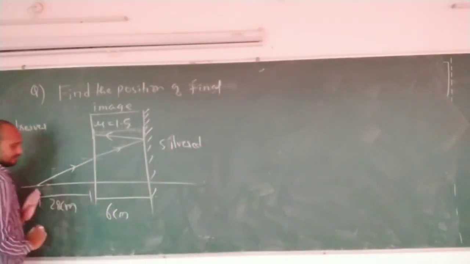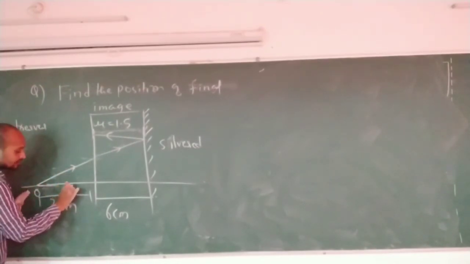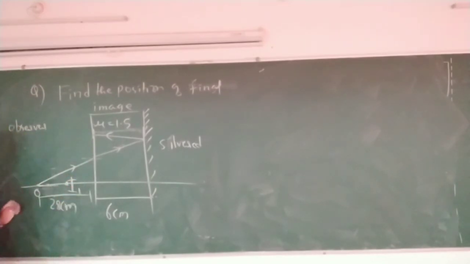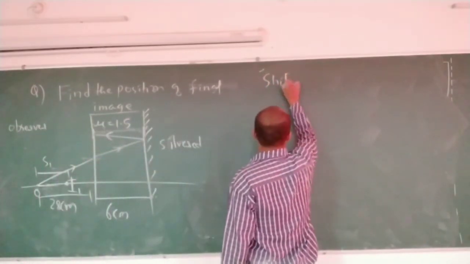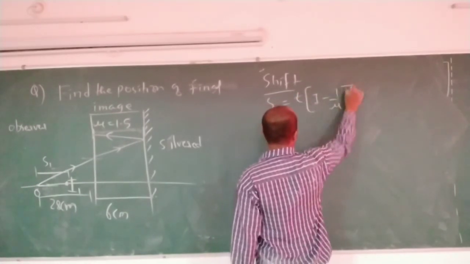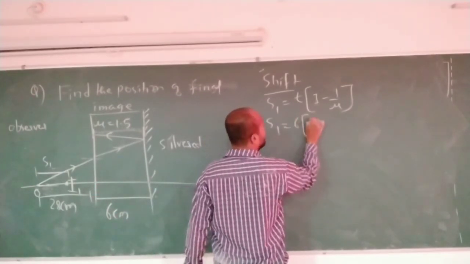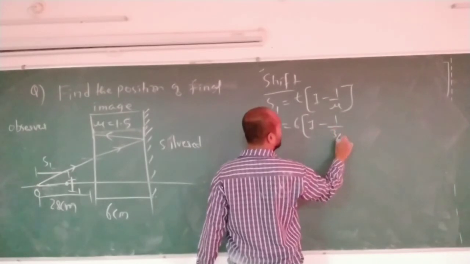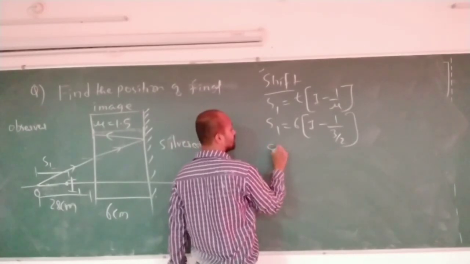After passing through the first slab, what is the shift? Direction of the ray is in this direction. Somewhere shift will happen here. Let us take the shift as S1. I can calculate that. S1 is T into 1 minus 1 divided by mu. S1 is equal to T how much? T is 6, so 6 into 1 minus 1 divided by 1.5, which is 3 by 2. 2 will go up, 3 minus 2 is 1 by 3, so this will become 2 centimeters.